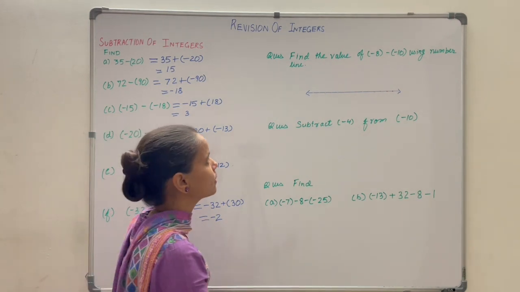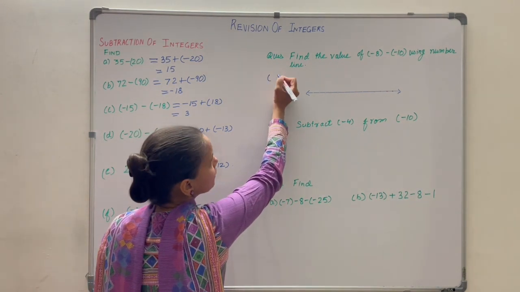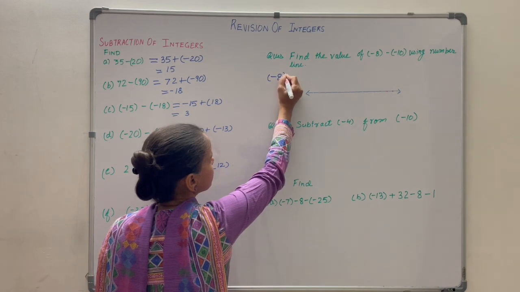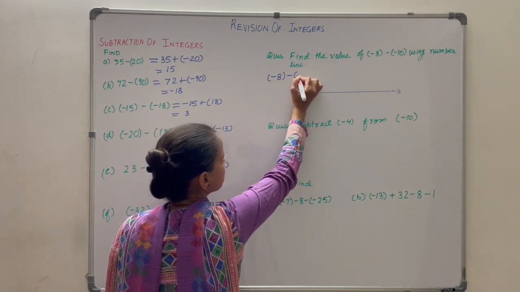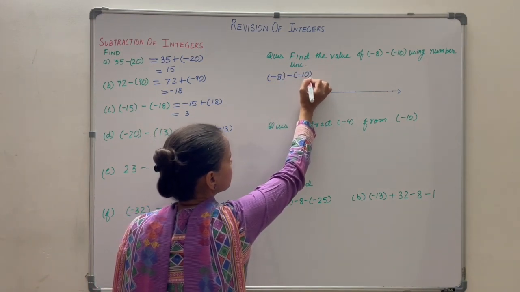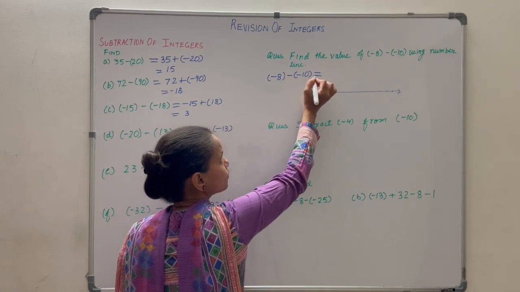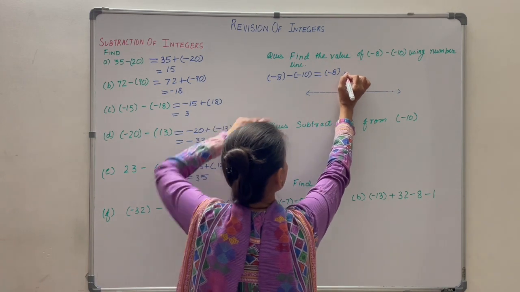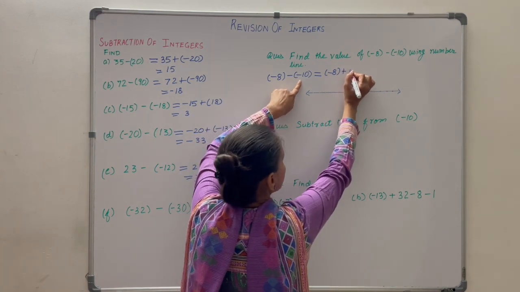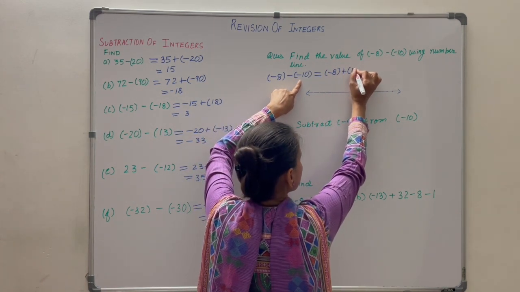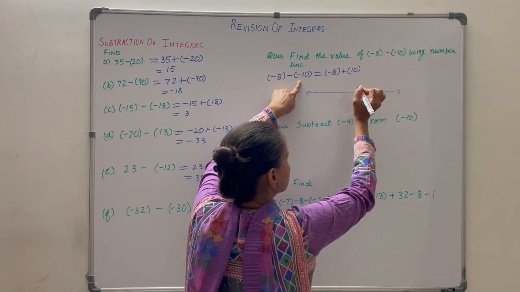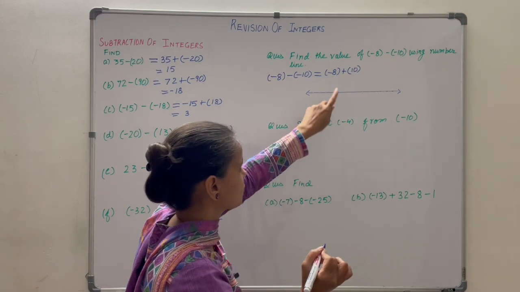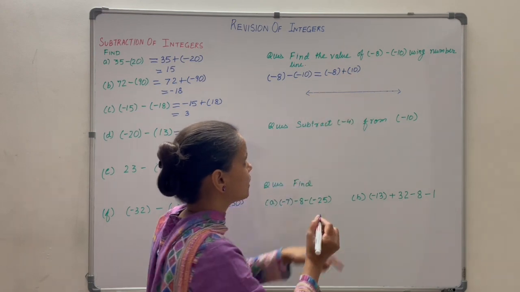Find the value of -8 minus of -10 using the number line. So let us do that. What you have to find? -8 minus of -10. So here, what are you going to do? Since you are subtracting, you need to add the additive inverse of -10, which is +10. So you need to first locate -8 and add 10 to it.